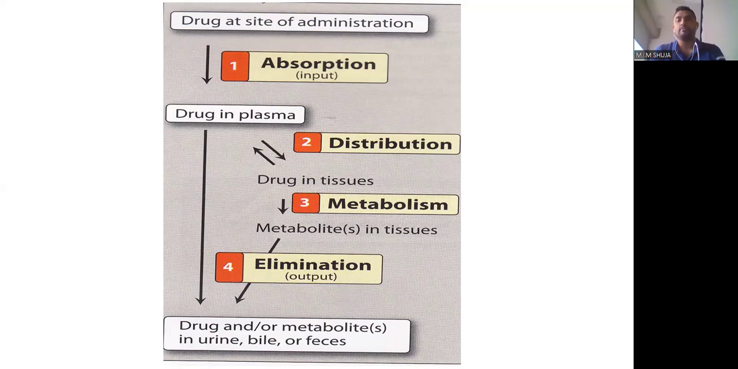So after the distribution, it acts on the site and the drug action is done. After the drug action, you have to mainly get rid of the drug. The metabolism and elimination are mainly for getting rid of the drug. Okay, mainly.